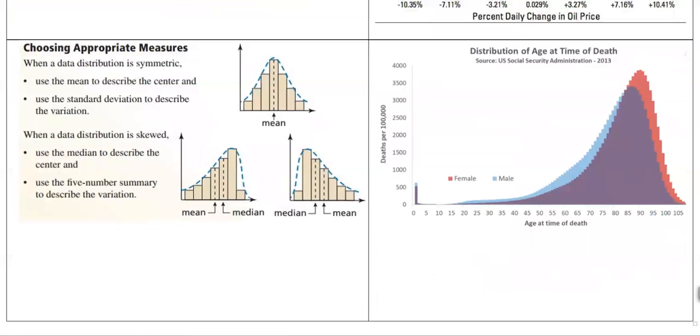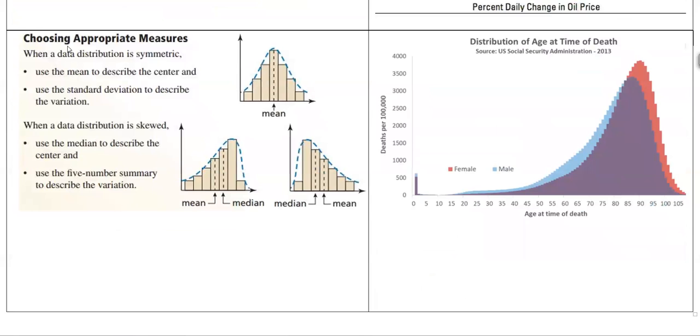Okay, choosing appropriate measures. Make sure you choose the appropriate measures, everybody. Well, what kind of measures are we talking about? We're talking about measures of center, the mean, the median, and the mode, and measures of variation, which of course we've talked about now: the standard deviation, and using a box and whisker plot, right? Using IQR, right? Interquartile range.